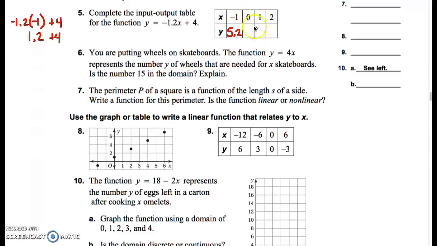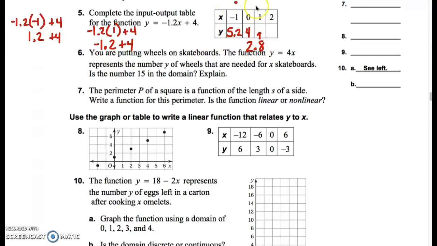Okay, plug in 0. -1.2 times 0 is just 0, plus 4 is 4. Then I have -1.2 times 1 plus 4. So -1.2 times 1 is -1.2. And then when you add 4, this is really just like taking 4 minus 1.2, and you get, I don't think I'm going to be able to fit it in that box, so I'll just come down here. You're going to get 2.8. That goes in that box right there.